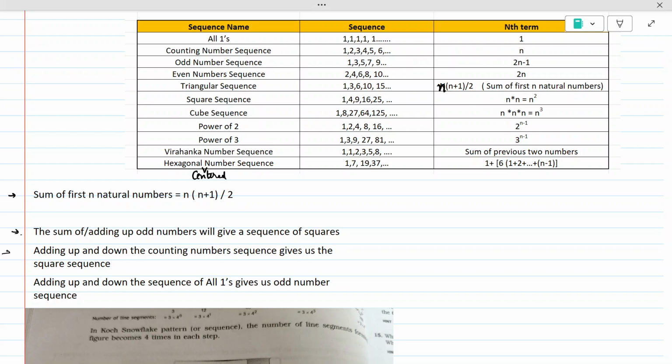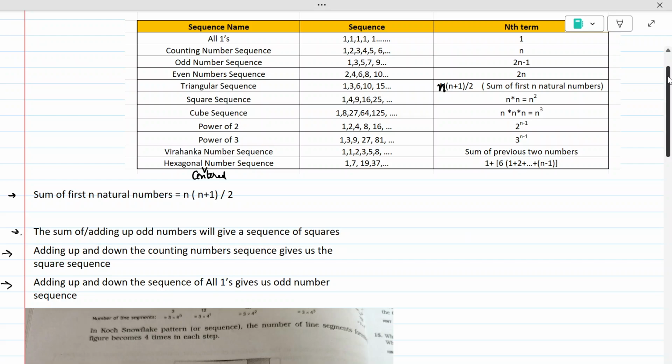And another thing which we derived in the relationship of the sequences is that if we add up and down the counting number sequence, it gives us a square sequence. This also we have done. Another thing which we did is that adding up and down the sequence of all ones will give us the odd number sequence. And if we add up only the all ones, we will get the natural number sequence. So this is nothing but a quick revision of what we have done. And now we can start the exercise.